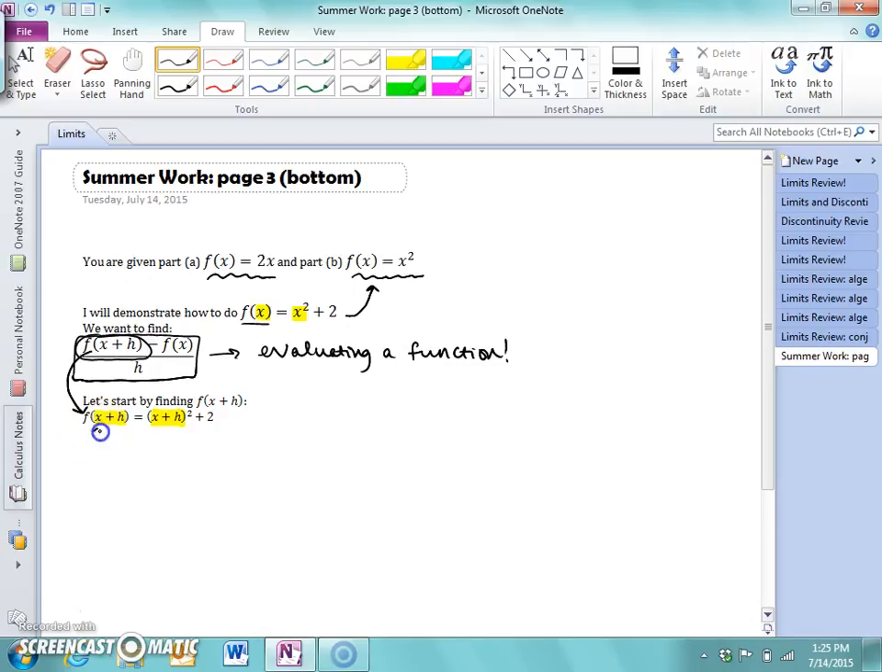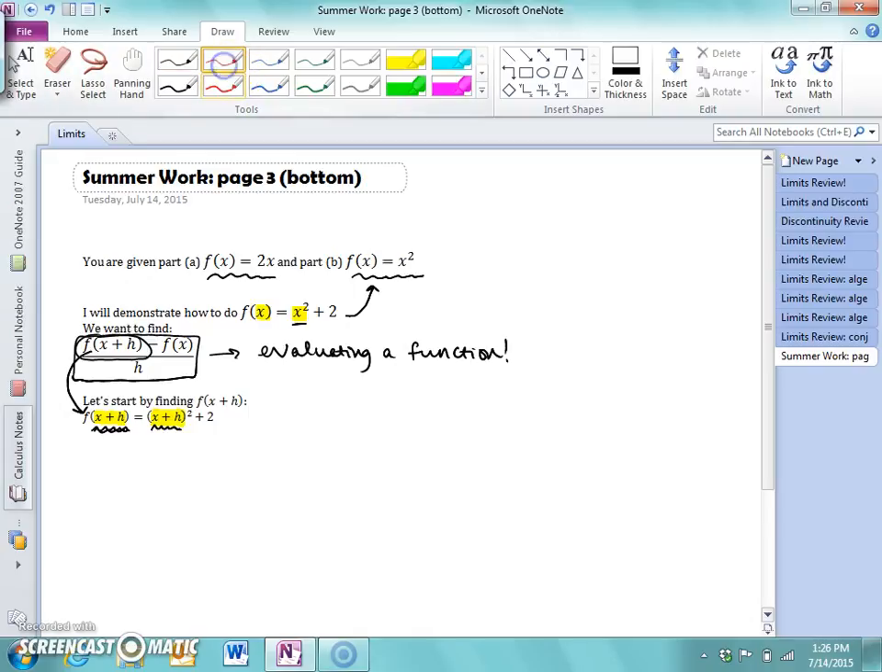Now remember, whatever is in these parentheses, that's what you need to plug into your function. So I highlighted it in yellow to help you see here. When I found f of x, the x was here. Now I want to find f of x plus h. So what that means is everywhere that there was an x, I'm going to put an x plus h.